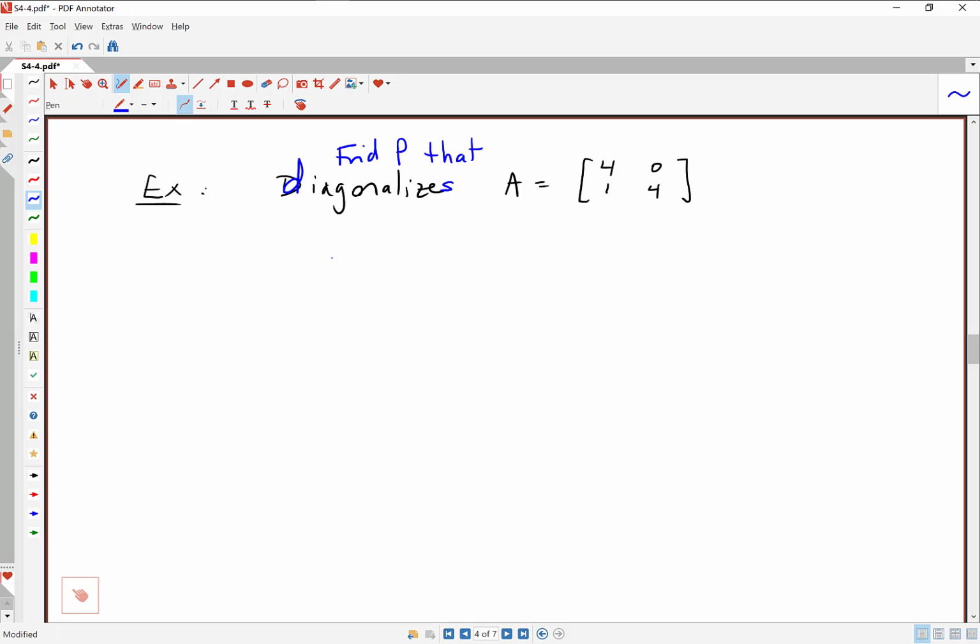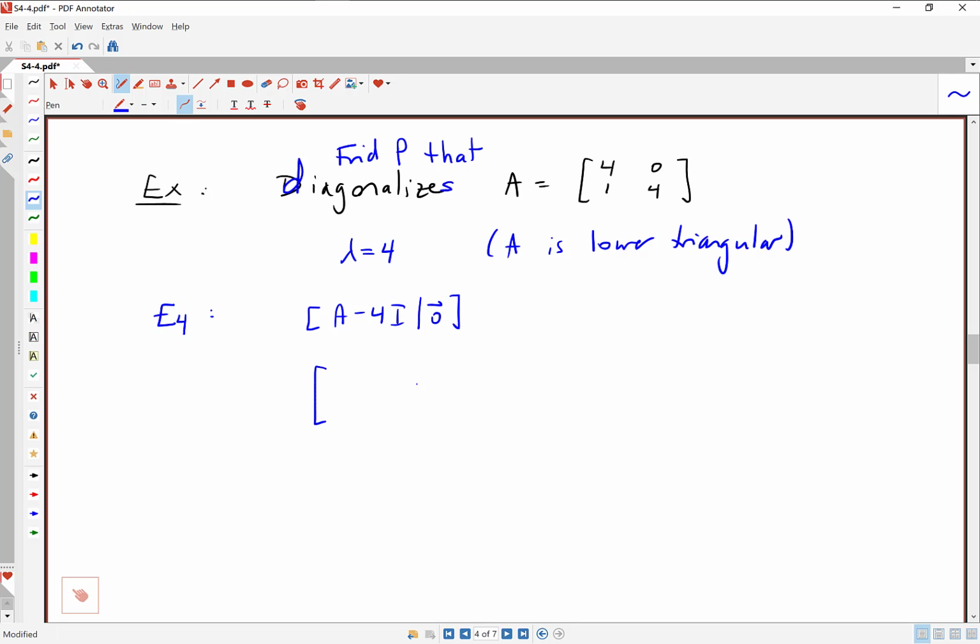So first thing we would do is figure out our eigenvalues. In this case, we've just got a single eigenvalue, lambda equals 4. We know that because A is lower triangular, so we're able to just pick out the eigenvalues as being the numbers on the diagonal. Okay, so let's work on finding a basis for E4. We would solve the homogeneous system, A minus 4I, and so we'll subtract 4 from the diagonal entries.